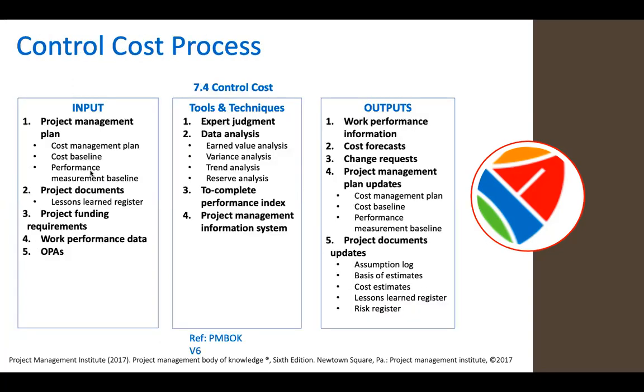Okay, so in the control cost process, we will have inputs like the project management plan, project documents such as the lessons learned register, project funding requirements, work performance data, and OPAs. And in control cost, basically, we will be working with tools and techniques like expert judgment. Expert judgment means that somebody who is an expert can provide you an immediate suggestion.